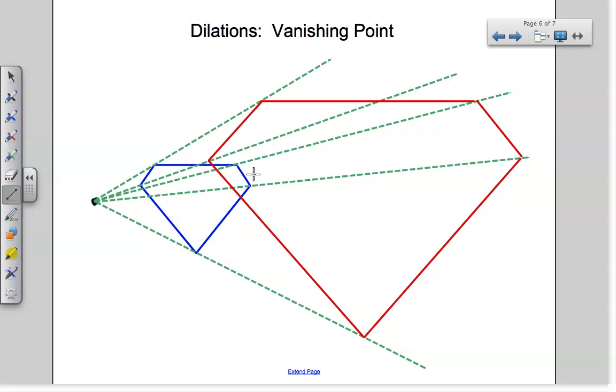So on the homework too, you're going to be making some sort of enlargement using a vanishing point. But you make that line through every vertex, so then you know what line you're going to match up with, and make sure that your lines are parallel with the originals, and you're good to go. So we're talking about dilations in the coordinate plane today.